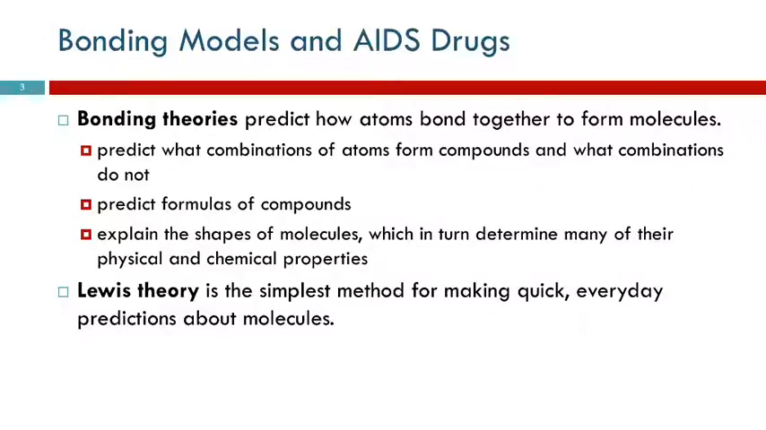So there are different theories, and they vary in how complicated they are and in how useful they are. So Lewis theory is the simplest one. It does not work for everything, but it works for a lot of the main group elements, and it's relatively easy to understand, and so it's very useful, and it's definitely the simplest method. So we're going to talk about Lewis theory.